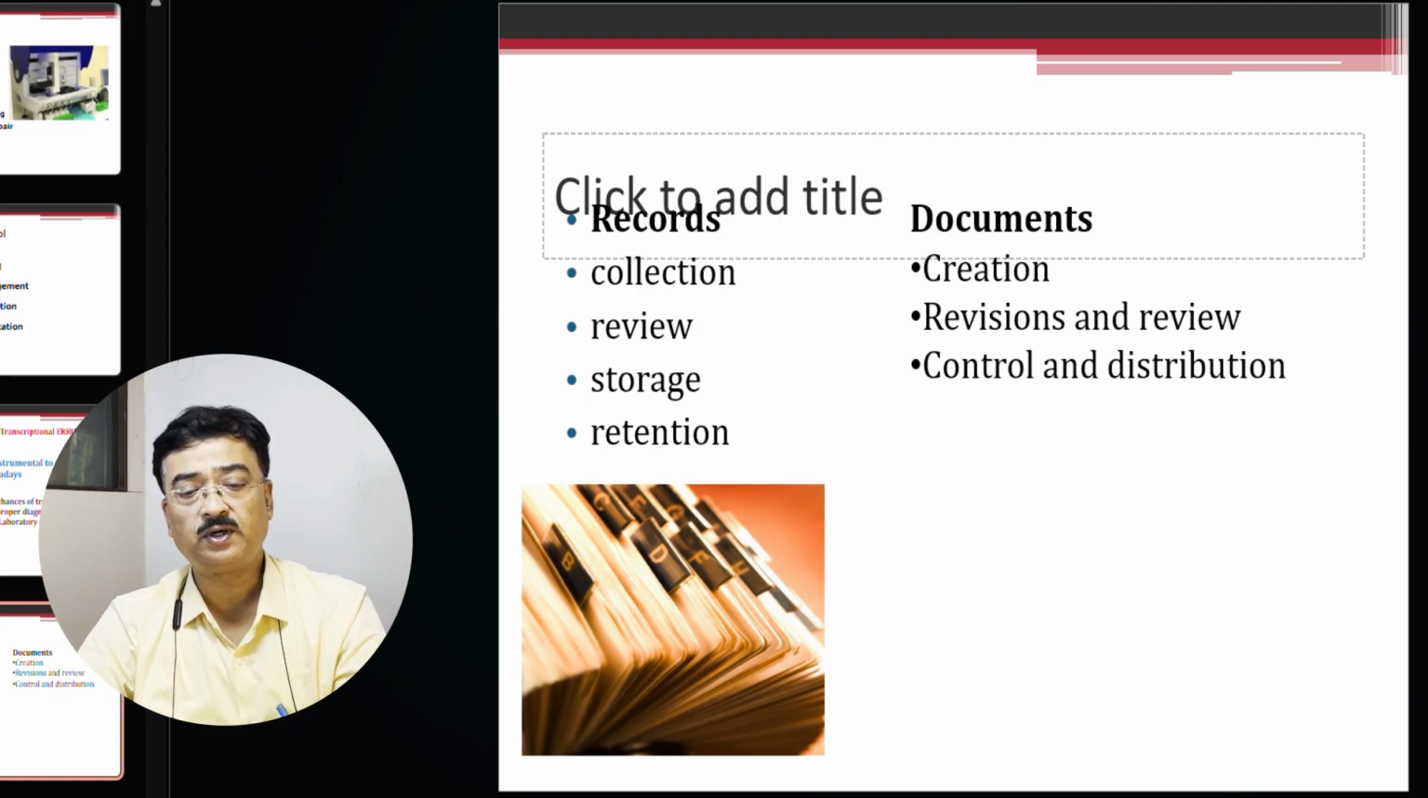Now, you have to understand two things in this process: records and documents. Records are a dead thing. Something is done, data is recorded. A document is a live thing. A record you cannot change; a document you can change and review. So the records are for collection, review, storage and retention, whereas documents are created, revised and reviewed, and if required, sometimes you can amend also.